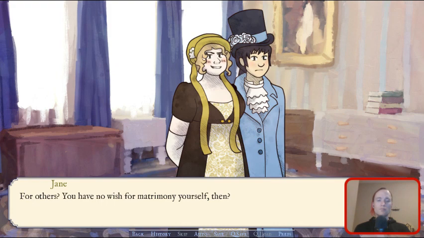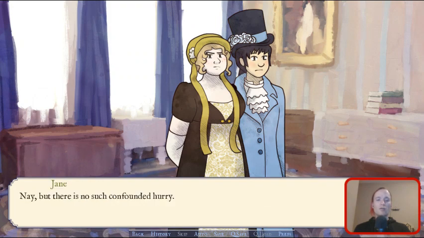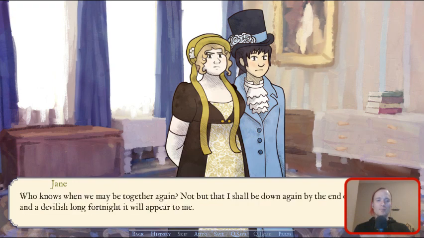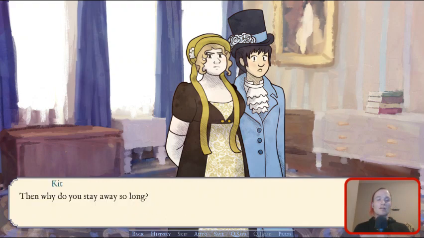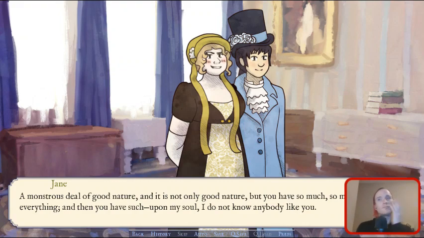For others, you have no wish for matrimony yourself, then? No, not at present. I wish you a good journey, Mrs. Thorpe. I have an engagement and must now be gone. Nay, but there's no such confounded hurry. Who knows when we may be together again? Not but that I shall be down again by the end of a fortnight, and a devilish long fortnight it will appear to me. Then why do you stay away so long? That is kind of you, kind and good-natured. But you have more good nature and all that than anybody living, I believe. A monstrous deal of good nature. And it is not only good nature, but you have so much of everything. And then you have such, upon my soul, I do not know anybody like you.